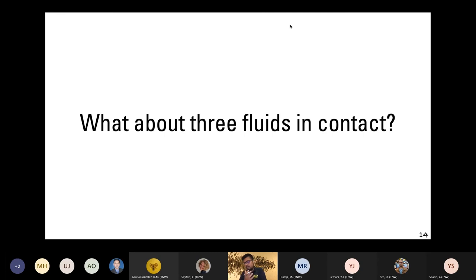So that was more of a background and the historical context of what I'm going to leverage when I talk about three fluids in contact. So if you have any questions up until now, now is a good time to get those out of the picture before I go into three fluids in contact.